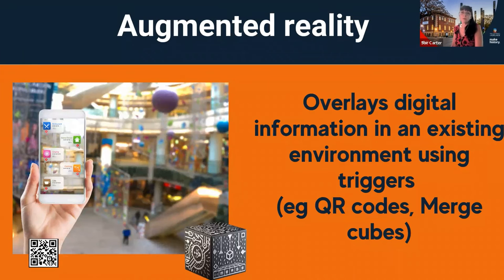So I'll begin with augmented reality. Augmented reality overlays digital information into the existing real-world environment, and they generally use triggers for that. QR codes are a very common example of what that might be, along with merge cubes. In order to make augmented reality happen, you need to have some sort of digital camera, be it on a mobile device or a smartphone. And there are a variety of applications: games, education, and even marketing.